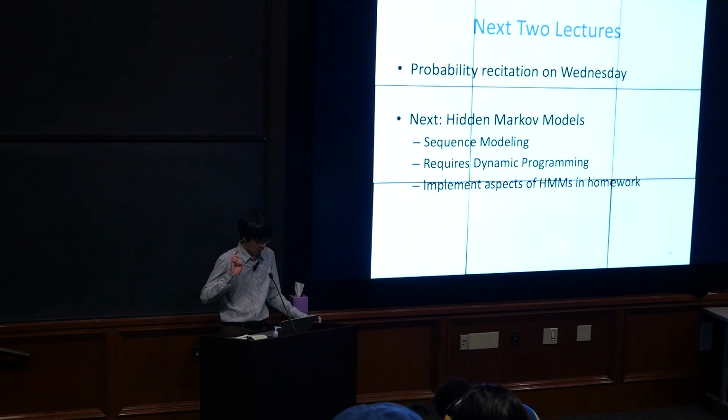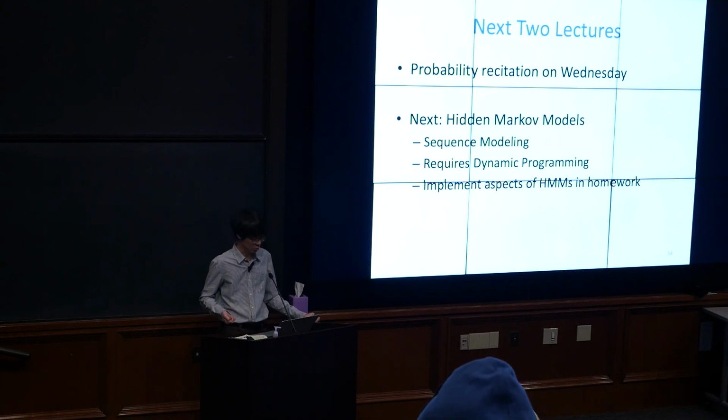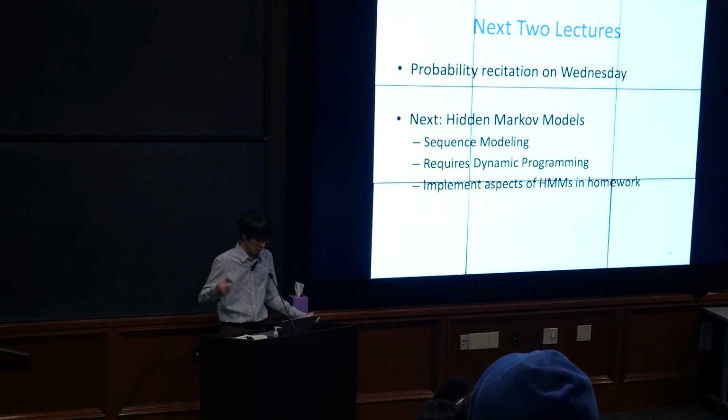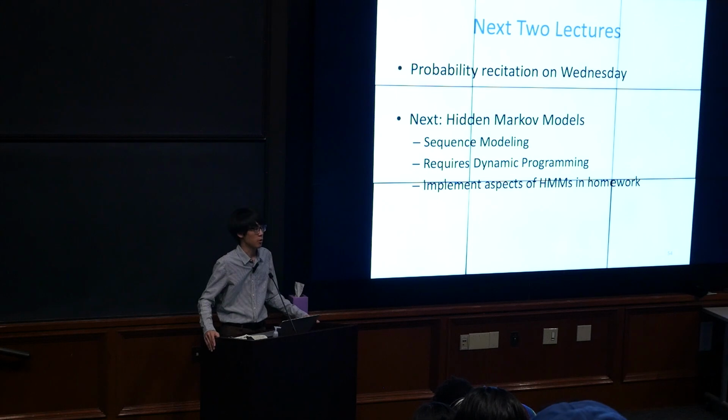Next two lectures, we have the probability recitation on Wednesday. So again, if you were lost in some of the probability stuff, maybe go to that lecture just to catch up. The next two lectures will be on hidden Markov models, which is sequence modeling. We're going to talk a little bit about dynamic programming, which is fun and comes up in coding interviews all the time, right? And then you're going to implement aspects of HMMs in the homework and in the next project, and you'll do some cool text projects with it.